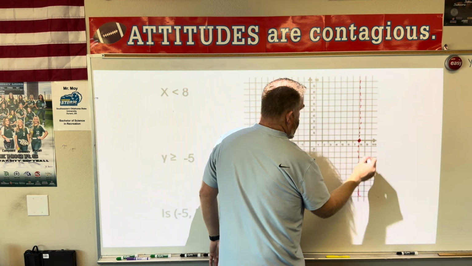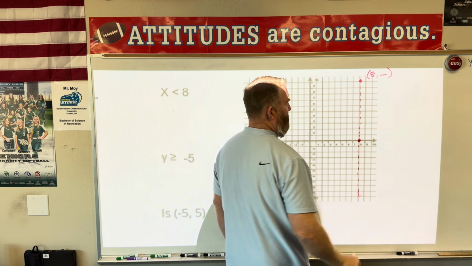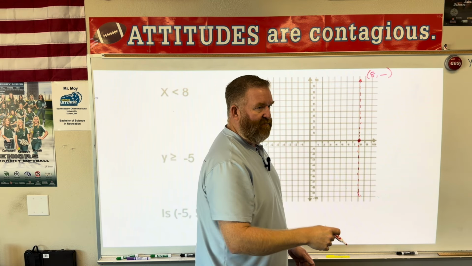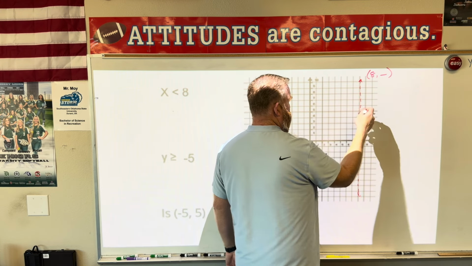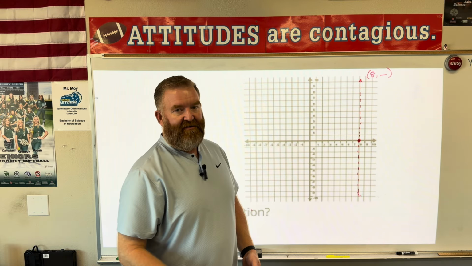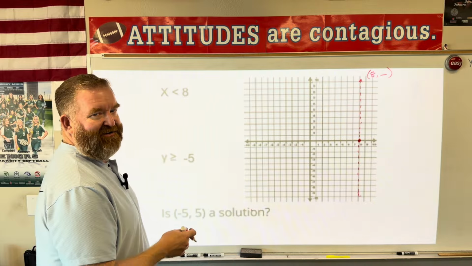You guys remember this? Every point up and down this line is 8 something. That's why it's vertical. Every point is 8 something because we went right 8 and up 7, 6, down 3. Okay.